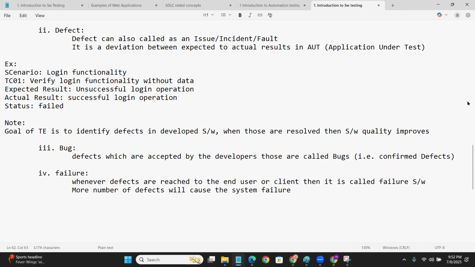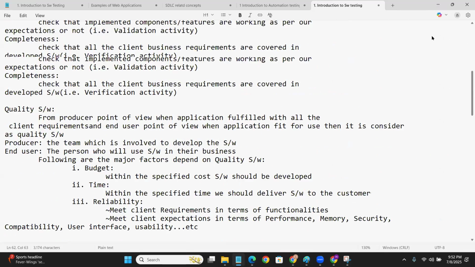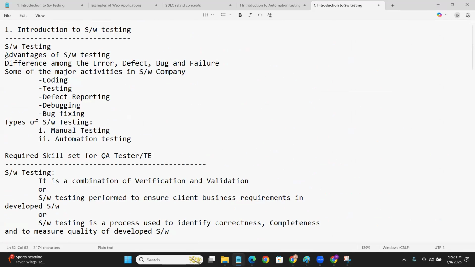Okay, this is what we are going to discuss today. We are still in the introduction to software testing. I explained what software testing is, the advantages of software testing, and the difference among error, defect, bug, and failure. In tomorrow's session, I will explain the remaining portion: the major activities like coding, testing, defect reporting, debugging, and bug fixing, then types of software testing, manual testing and automation testing. That is the class for today.